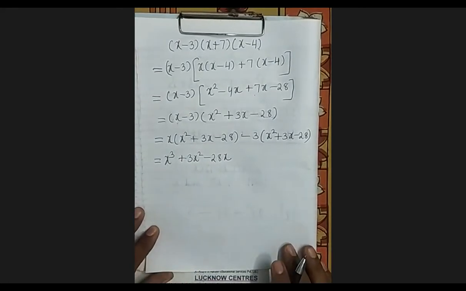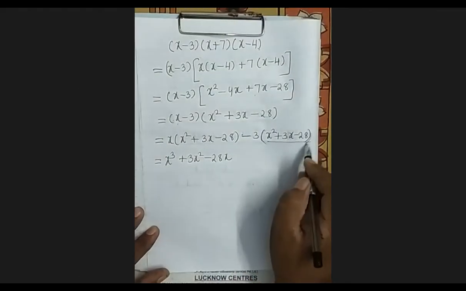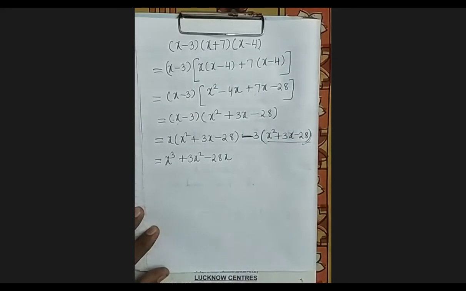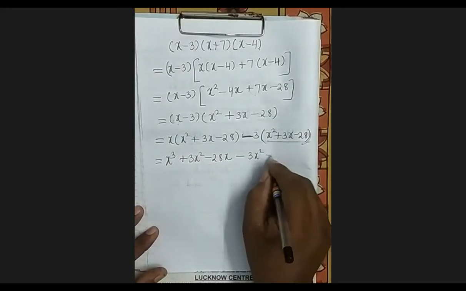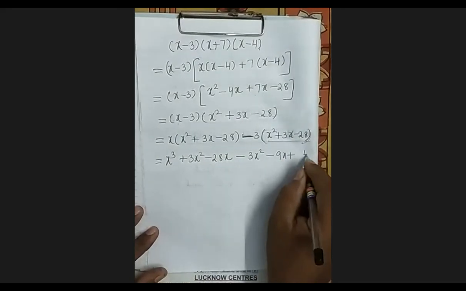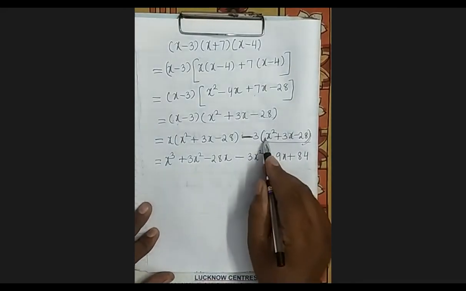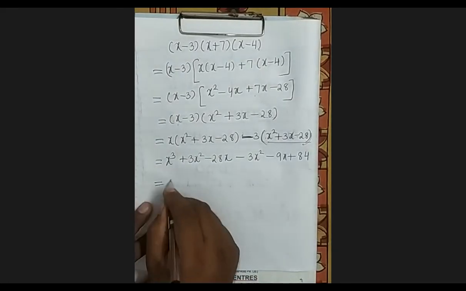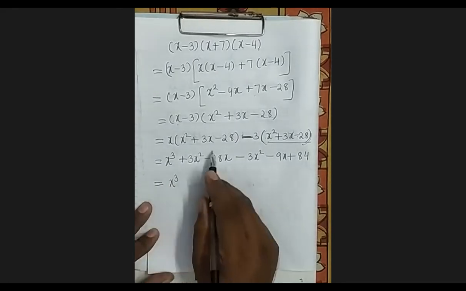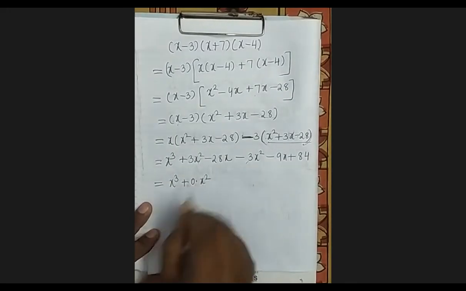Then you can see here, there is a negative sign before the bracket. Therefore, on opening the bracket, the sign will be changed. So it will be minus 3x square minus 9x plus 84. The sign will be changed, it will become minus, minus, and this will become plus. Now simplify: x cube, 3x square minus 3x square cancel, means it is 0 into x square.